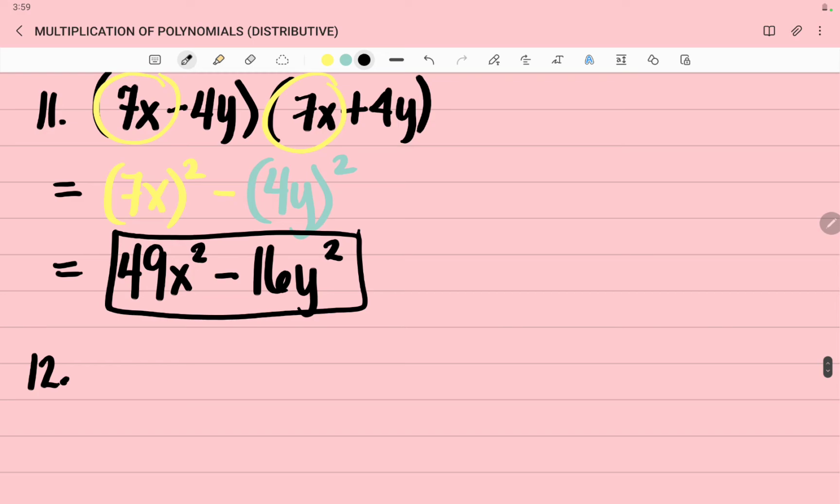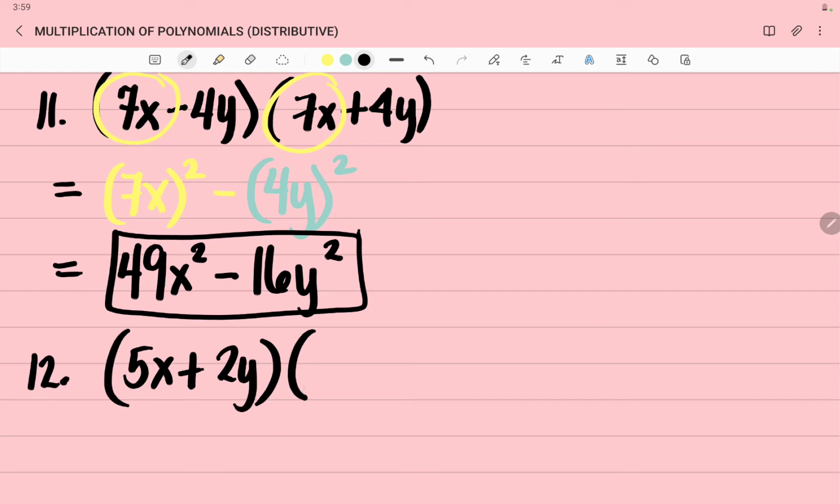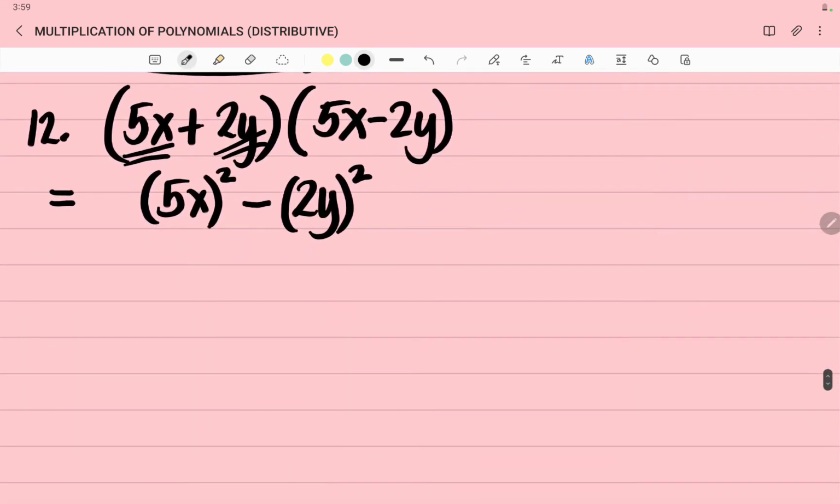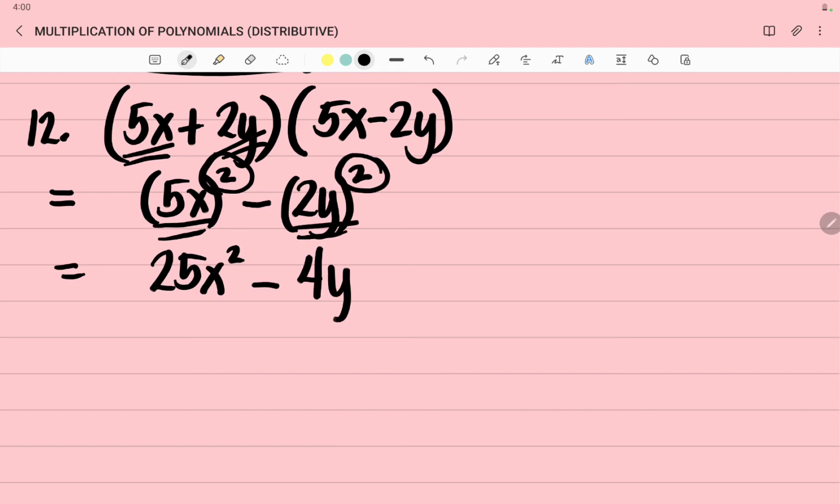Okay, let's try another example. Let's say we have number 12. Number 12 is 5x plus 2y and then 5x minus 2y. Again, sum and difference of two binomials. So, copy the first term, 5x, and square that. Get the square of the first term minus the square of the second term, which is 2y. So that would be 5x squared is 25x squared minus 2y squared is 4y squared. So that is our final answer.